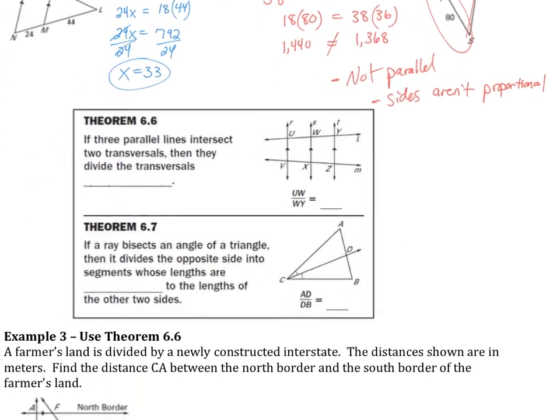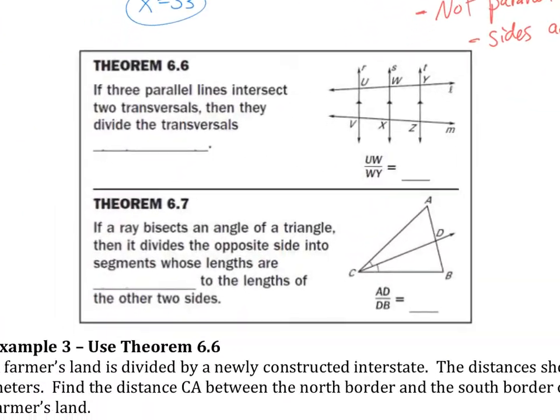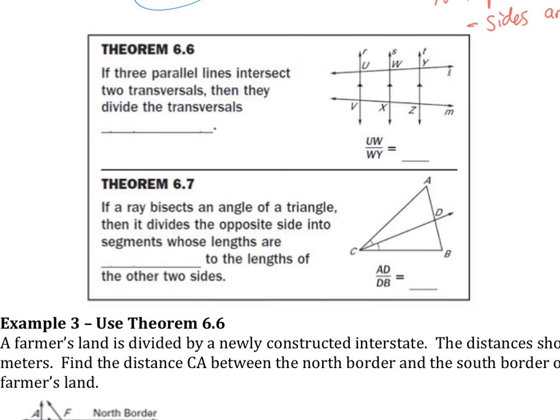And then we have two more theorems here. Theorem 6.6 says if three lines intersect two transversals, then they divide the transversals proportionally. So again, more proportions.